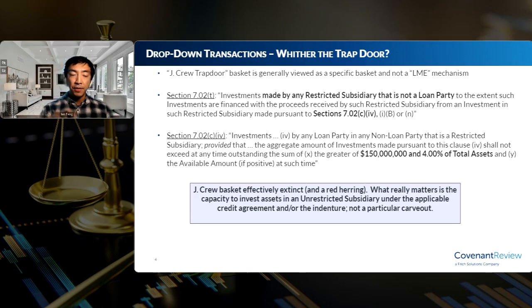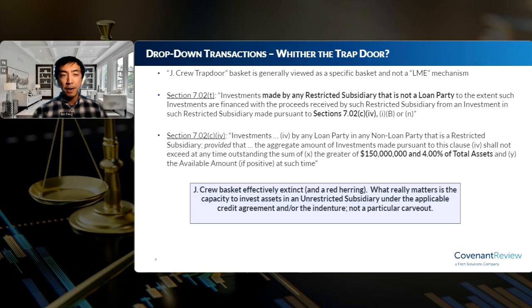In other words, you take 702C4, which was supposed to be a limited basket for investments by loan parties in non-guarantor restricted subsidiaries, and you turn it into a general purpose basket, which essentially says that you can invest in anybody so long as you pass it through that non-guarantor restricted subsidiary. And so the market's reaction to this was, well, that's silly and crazy. We're not going to allow for the trapdoor anymore. And that has happened, right? The reaction to J.Crew at the time was a broad rejection of this so-called trapdoor flexibility. You still see it on occasion, but for the most part, the trapdoor is functionally extinct.